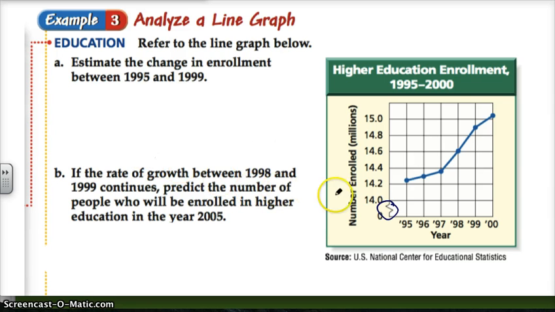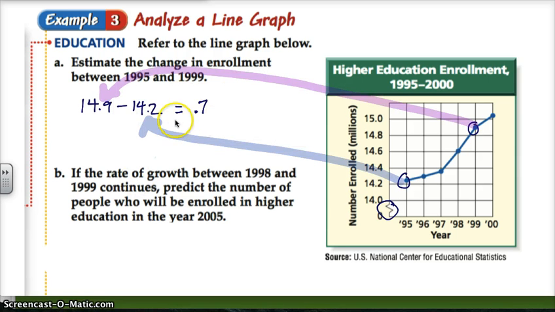All right, let's go. Estimate the change in enrollment between 1995 and 1999. So you would take 1995, find this value, 1999, find this value, subtract, and you get 0.7. Remember, this is in the millions, so 0.7 doesn't make sense. 0.7 million makes more sense, but 0.7 million is really 700,000, which makes the most sense.